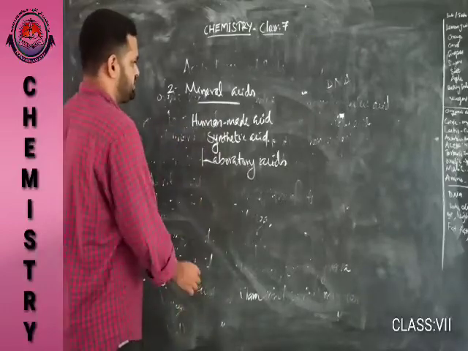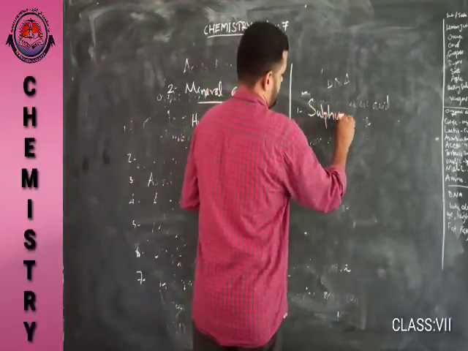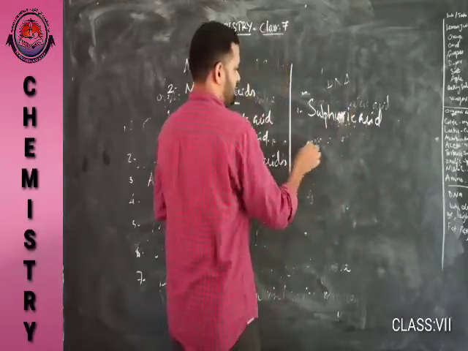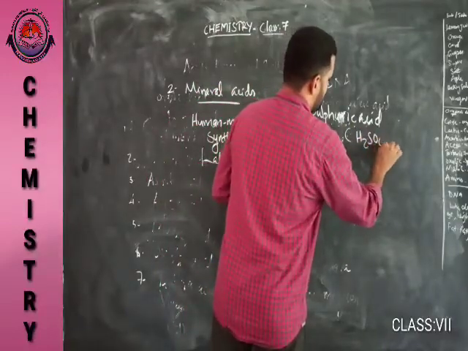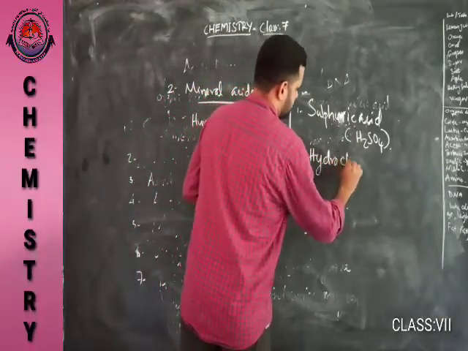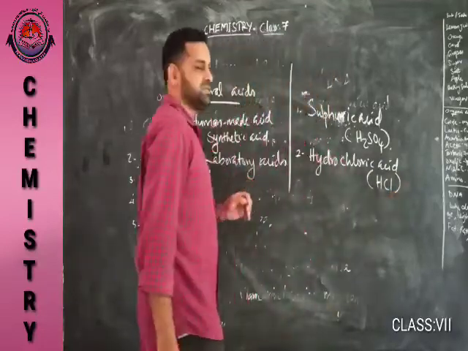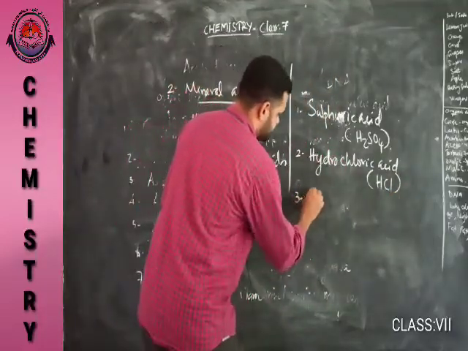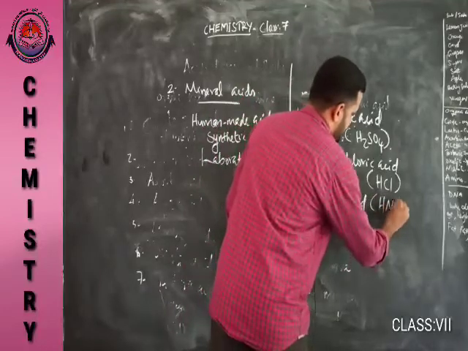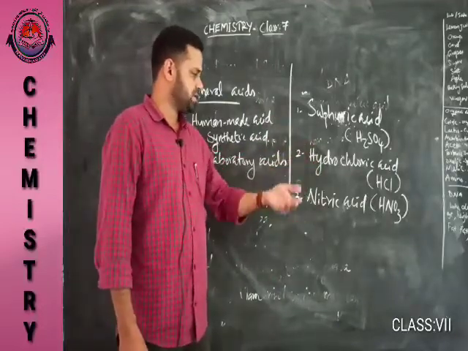Some common mineral acids, the important mineral acids, are, first one, sulfuric acid. It is represented by H2SO4. That is the formula of sulfuric acid. And second one, hydrochloric acid. It is represented by the symbol HCl. And third one, nitric acid. It is represented by HNO3. So these are the common mineral acids: sulfuric acid, hydrochloric acid and nitric acid.